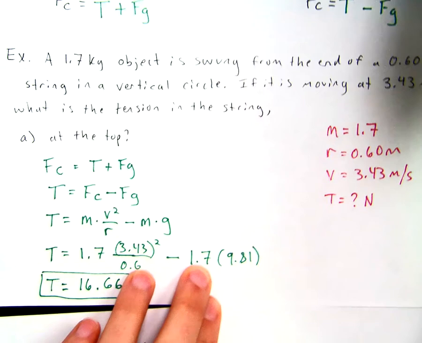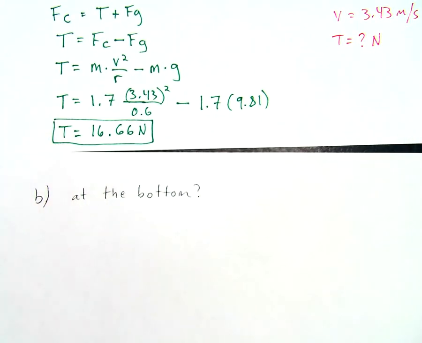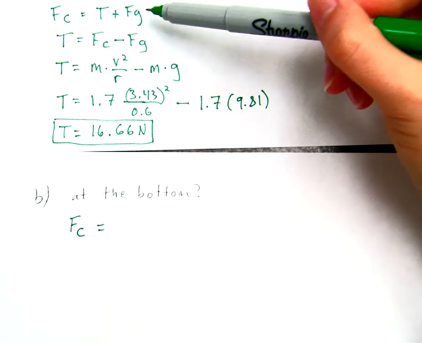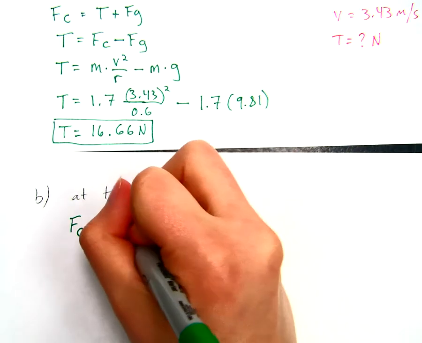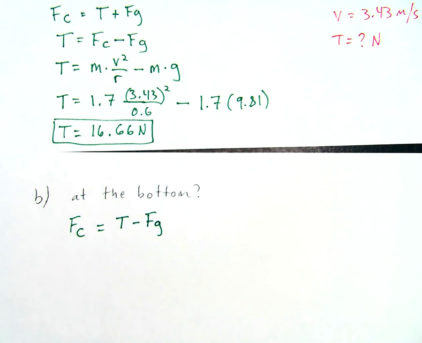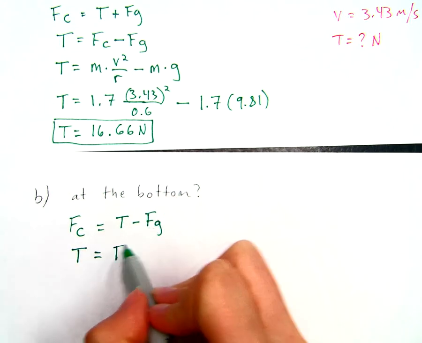The next one we'll be looking at is at the bottom of the path. So I'm going to try to keep some of this information up here for us. Most of our knowns have not changed, so I'm not going to rewrite those. And we have our free body diagram at the top of the first page. The only thing this changes is our F-net equation. So in part A, we added them because they were going in the same direction, tension plus the force due to gravity. When we're at the bottom of the path, tension and gravity are subtracted because they are moving in opposite directions. We're still looking for tension, so to rearrange this, we'll add Fg on both sides.